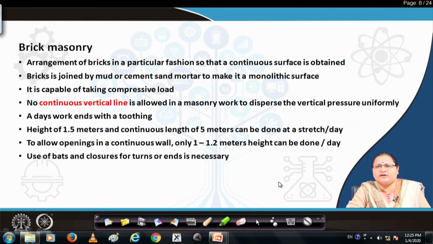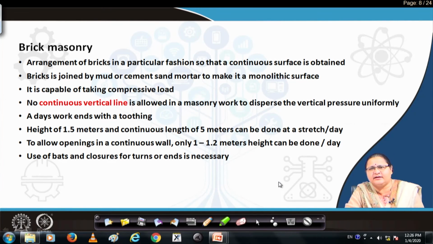So, what is mortar? It is the item which is allowing two bricks to get joined. So, this frog is there where the mortar gets in and allows it to get fixed with the next brick.